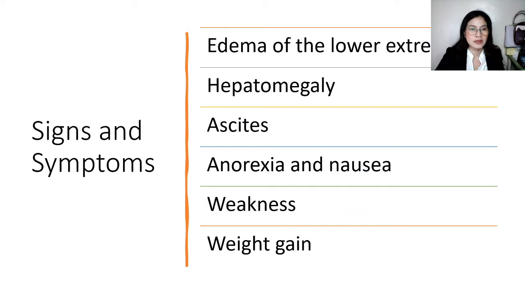Let's now see what are the clinical manifestations of the patient. There could be edema of the lower extremities. There could be enlargement of the liver, hepatomegaly. There could be accumulation of fluid in the peritoneal cavity, so ascites, anorexia, nausea, weakness as well, and weight gain due to fluid retention.